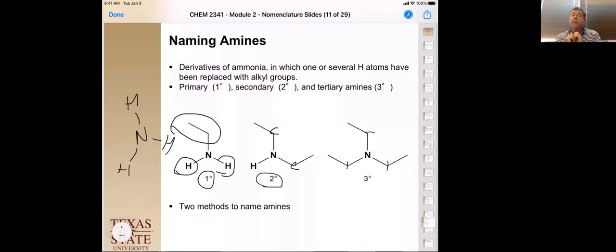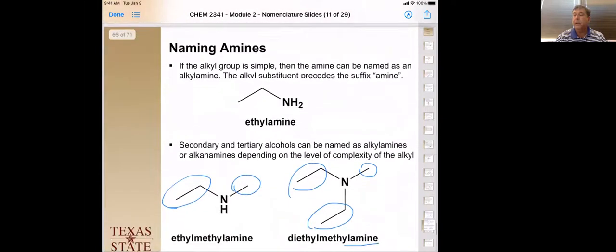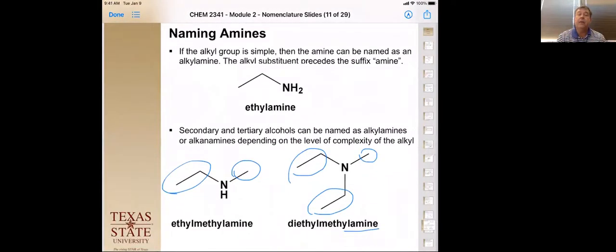Now, if we were to turn these into true Lewis dot structures, there's actually a lone pair on this nitrogen. So the shape of all 3 of these molecules is actually trigonal pyramidal, okay, with the lone pair sticking up on top. Now, because amines have this characteristic, we actually have 2 ways to name them, okay? So the first way is if it just has a simple alkyl group on it, we can just say the alkyl group name plus the word amine, and they run together, okay? So in this case here, we have 2 carbons, which is our ethyl group, and it's just ethylamine.